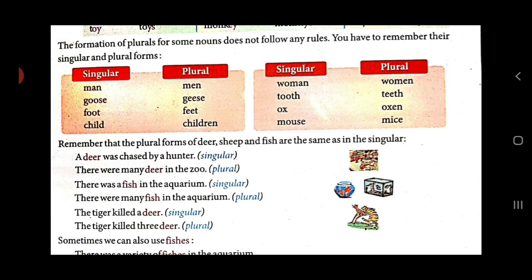Okay. Then in the next sentence, there was a fish in the aquarium. There were many fish in the aquarium. So in singular and plural, both the sentences, the fish word remains same. Then next, the tiger killed a deer, singular. The tiger killed 3 deer, plural. Here they are talking about more than one deer, then also the plural remains the same. Okay?